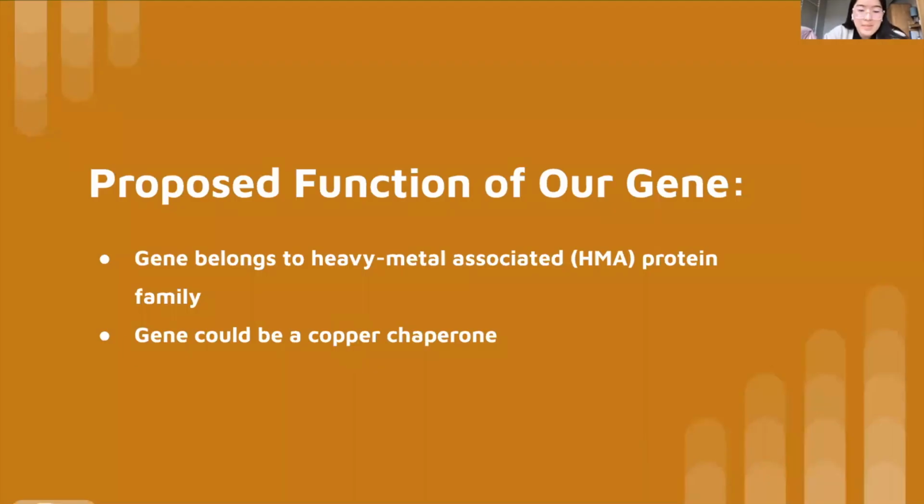To further examine the possible function of our gene, we read some peer-reviewed articles on NCBI. From what we read, it seemed like our gene could be a part of the heavy metal-associated protein family. More specifically, some articles suggested that our gene could be a copper chaperone. Copper chaperones interact with heavy metal-associated ATPases to help maintain copper homeostasis in the cell. Thus, we hypothesized that our gene is some sort of copper chaperone that plays an important role in copper detoxification.